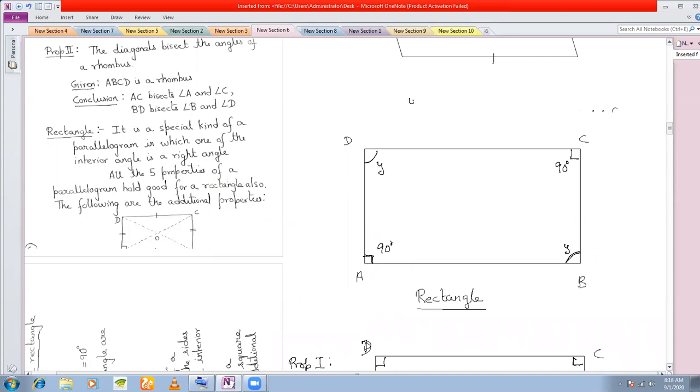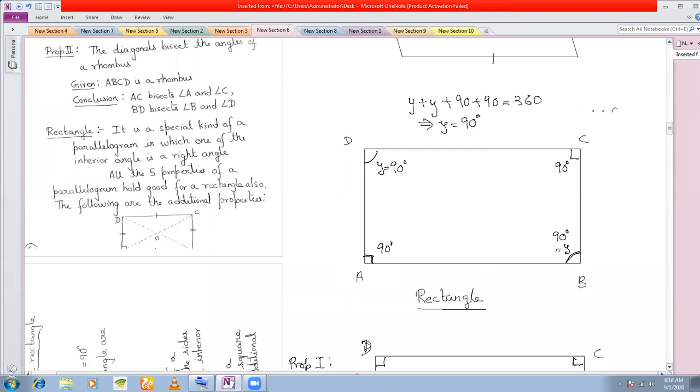Since this is a quadrilateral, the sum of the interior angles of a quadrilateral is 360 degrees. So we add up y plus 90 plus 90, which must be equal to 360. You solve for y, you get y equal to 90 degrees. So that is why this angle is also 90 degrees. This angle is also 90 degrees.